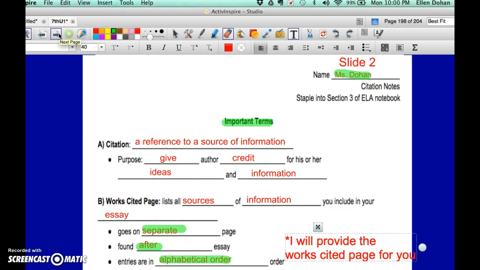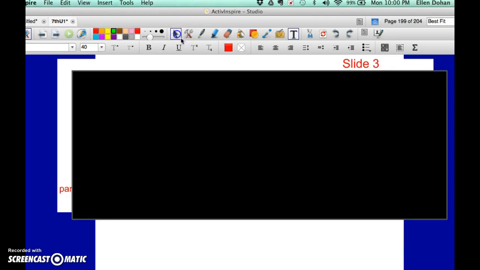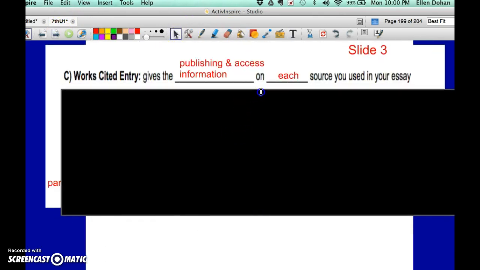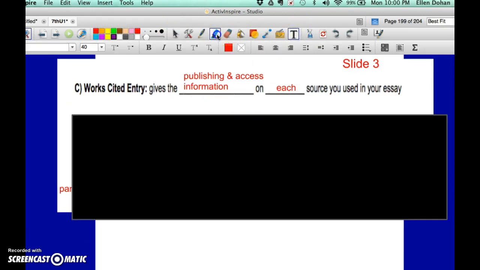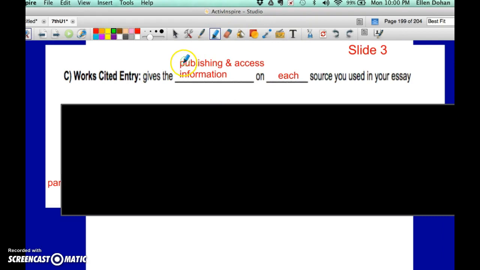All right, moving on to more important terms. We also have that a works cited entry is a series of information that gives information about the publishing and how you access the information on each source that you use in your essay. So each source that you used will have its own little blurb about it on the works cited page.